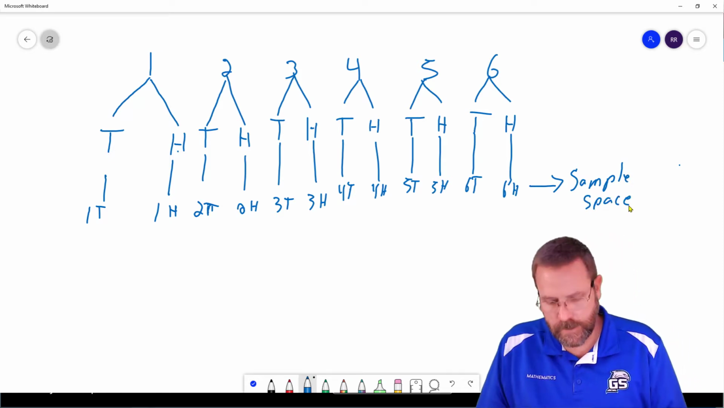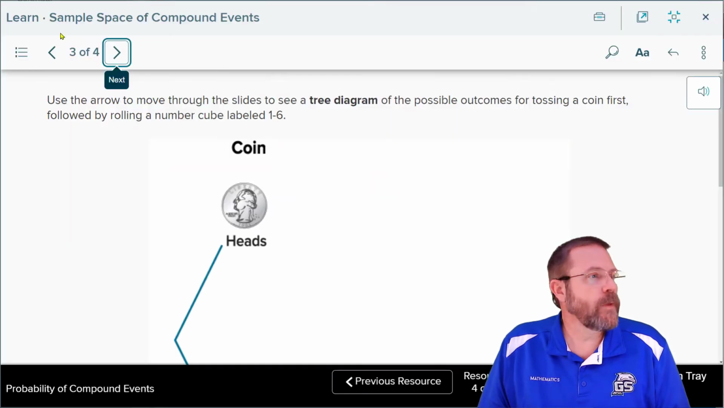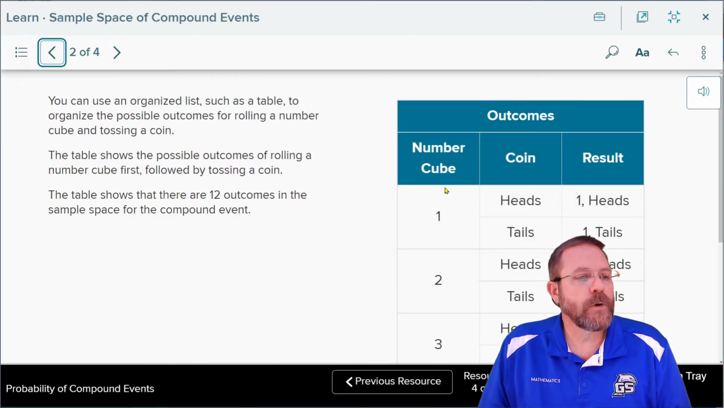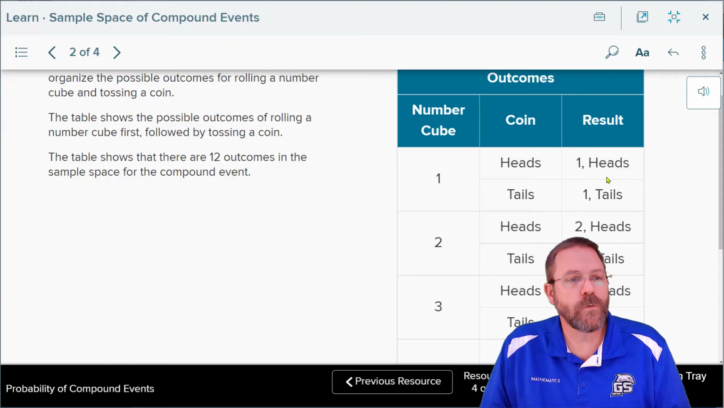Now, if we went back to the textbook and looked at what they had there, you can see where now you can have 1 heads or 1 tails, 2 heads or 2 tails, 3 heads or 3 tails.